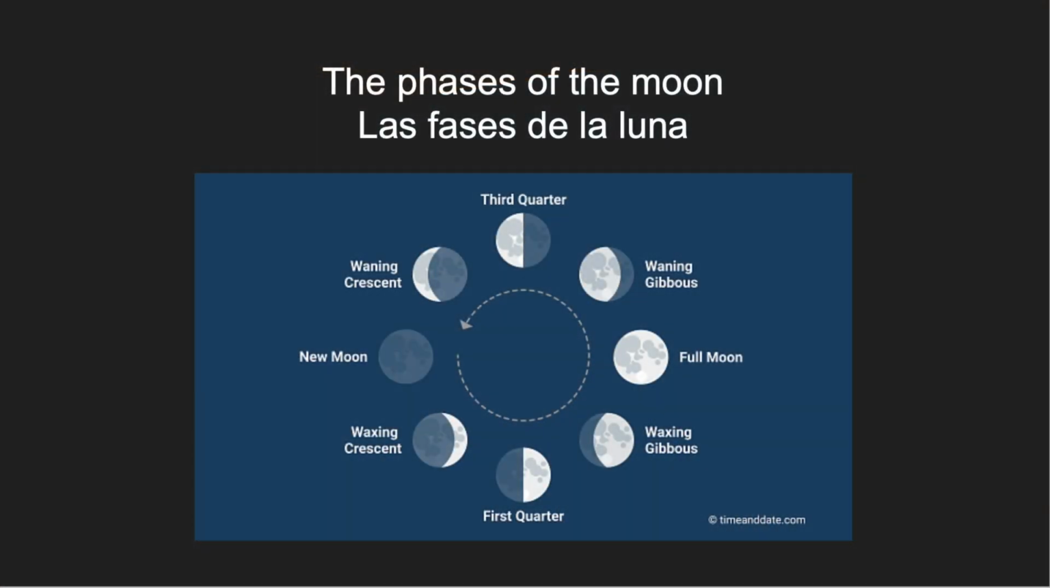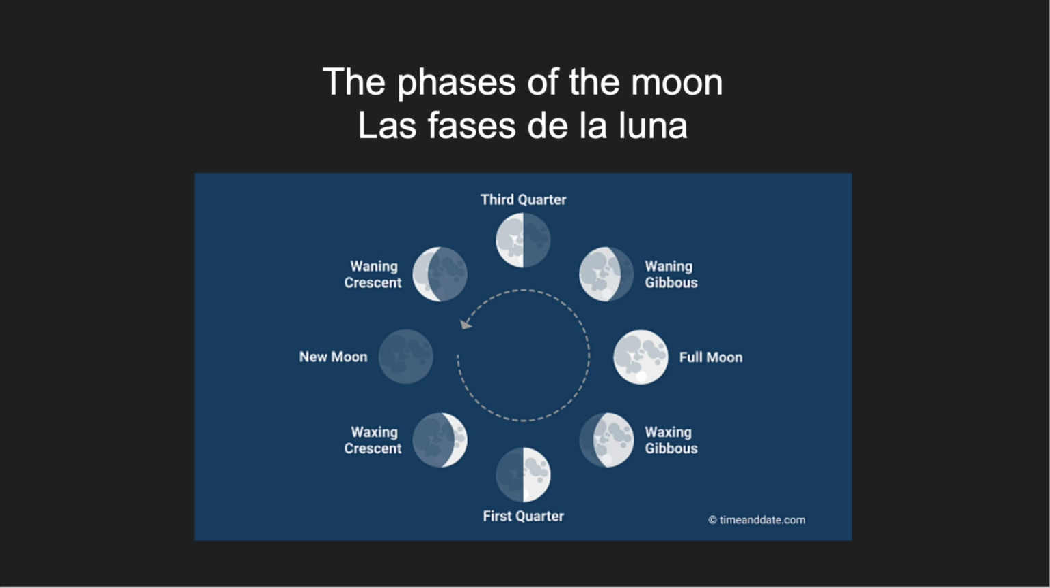There are many phases of the moon. We usually start from the new moon and we go from waxing crescent to first quarter to waxing gibbous. Then we go to the full moon and then we start going from waning gibbous to the third quarter to waning crescent. It's a lot of words, but it's pretty easy to remember.